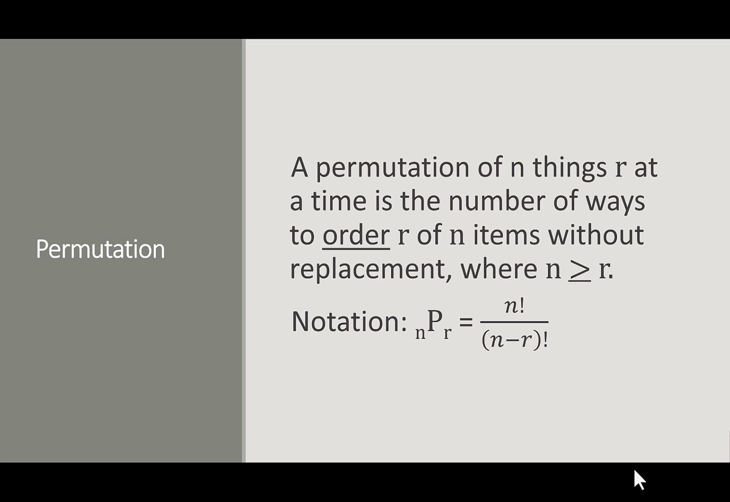By definition, a permutation of n things taken R at a time is the number of ways to order R of n items without replacement. There are multiple notations, but the one I'm going to show you is nPr. It's equal to n factorial over n minus r factorial. I'll show you how to use the equation, but in reality, you should use technology, so either calculator, Minitab, or other statistical software. You shouldn't have to do this by hand.